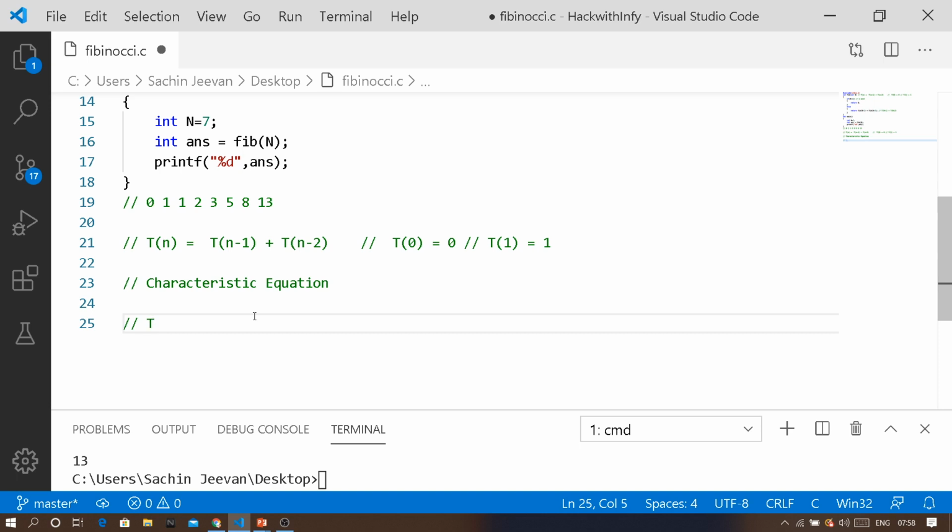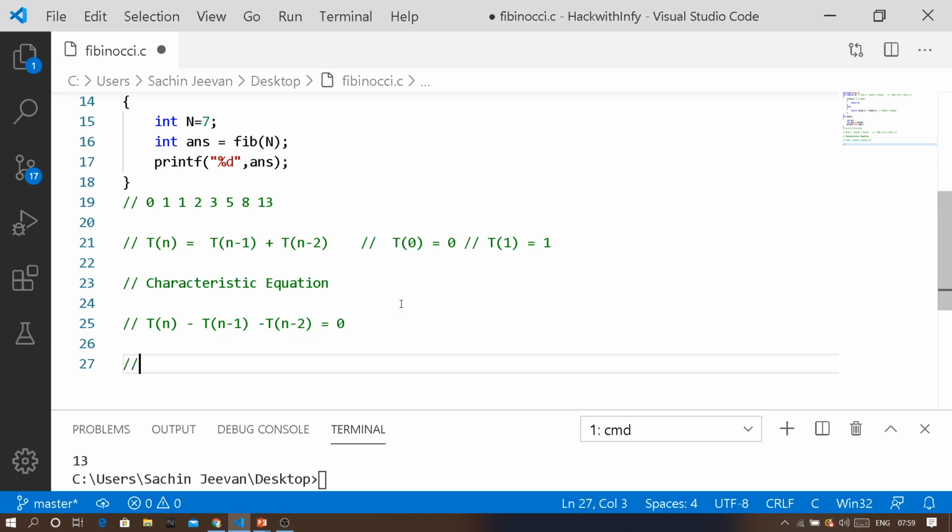So the signs will be changing. So T of n, plus T of n minus 1 will be converted to minus T of n minus 1, then plus T of n minus 2 also will be converted to minus T of n minus 2. Okay, so now it is equal to 0. When all the right side terms are transferred to the left side, the right side will not have anything, which is equal to 0.